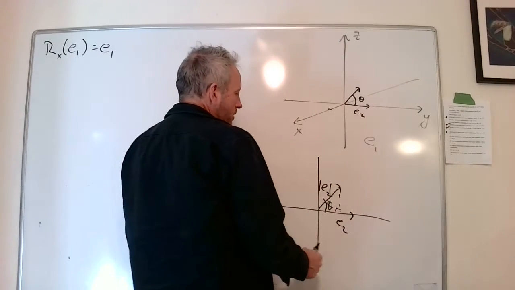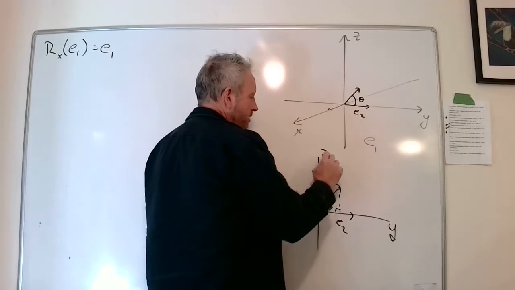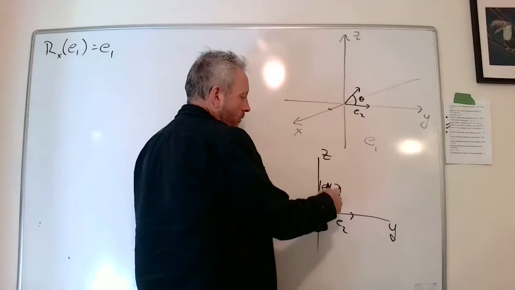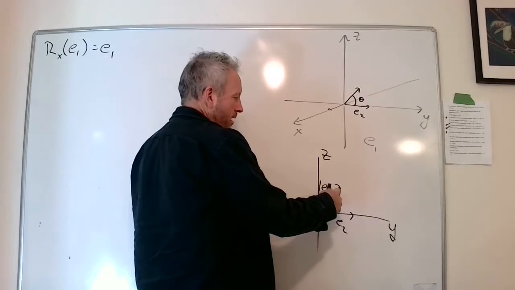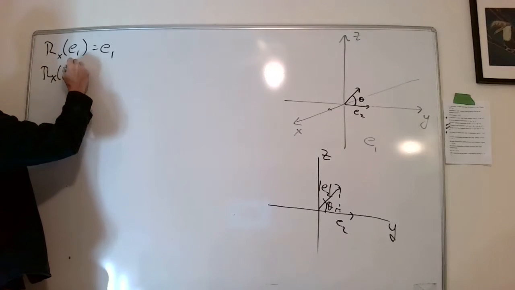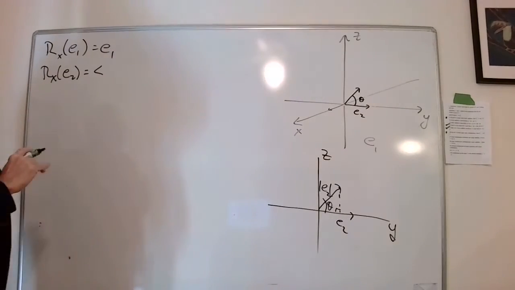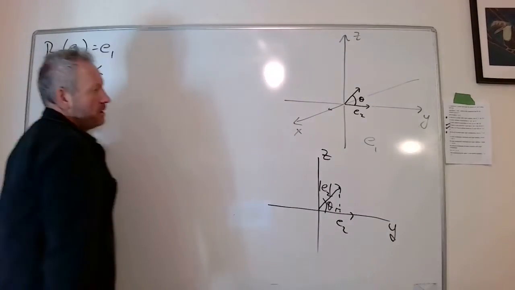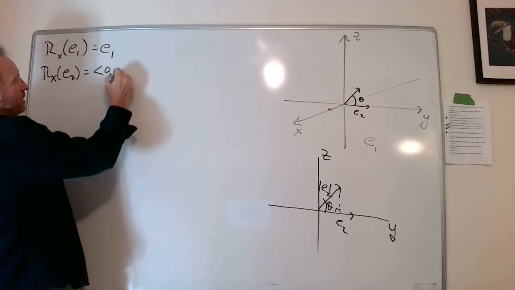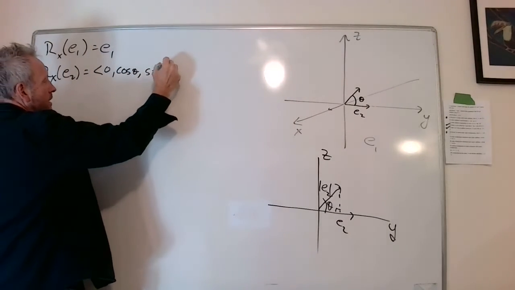That's pretty straightforward. So remember, on this picture translated down here, here's the y-axis, here's the z-axis. What is this distance right here? Cosine theta. What is this distance right here? Sine theta. So that tells us what this rotation about the x-axis of E2 is. It'll give us the vector. Remember, what happens to x? x stays the same. What is the x-coordinate of e sub 2? It is 0. The y-coordinate is cosine theta, and the z-coordinate is sine theta.